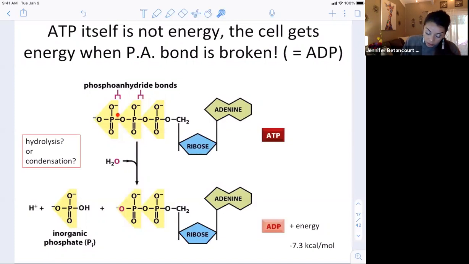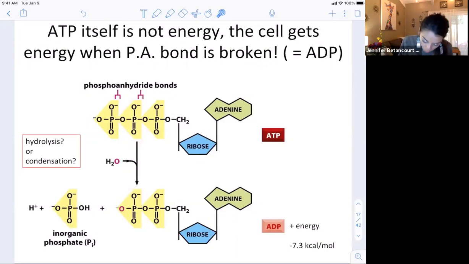We know that there's these high energy storing bonds called phosphoanhydride bonds. We've covered this already. So this is our magical molecule. It's not the ATP molecule itself that is the cell energy. It's once we break that phosphoanhydride bond, just imagine all this energy released into the cell.